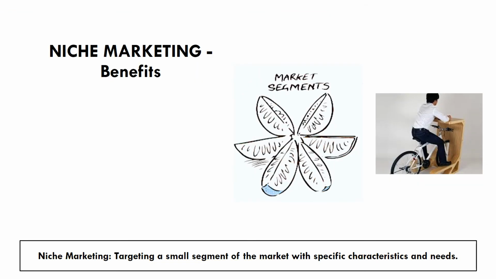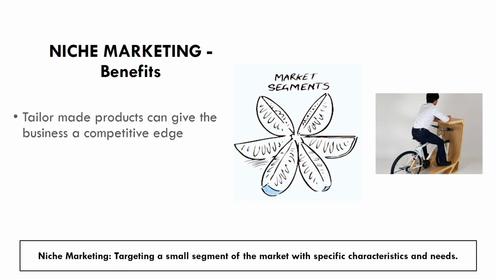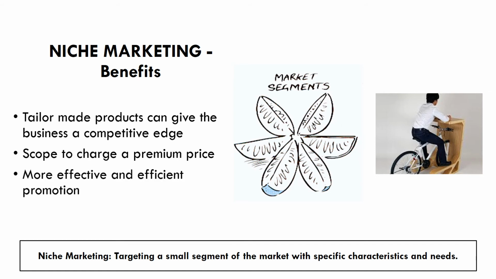So let's have a look at the benefits of this approach, targeting a small specific group of a larger market. Well, we can tailor make our products to that particular group of customers, that particular segment of the market, to give us a competitive edge. We may be able to charge a premium price because the customers have specific characteristics and needs that we are meeting directly, and so can charge a high price.